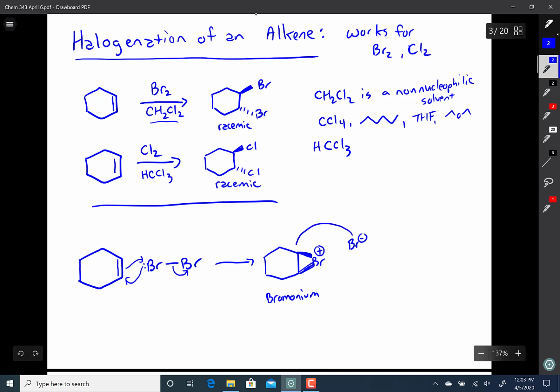And the bromide comes and attacks and does an SN2 reaction to open it up. And when you do an SN2 reaction, you invert the alpha carbon. So this bromine was a wedge going up, your leaving group was a wedge going up. So your nucleophile ends up being a dash.